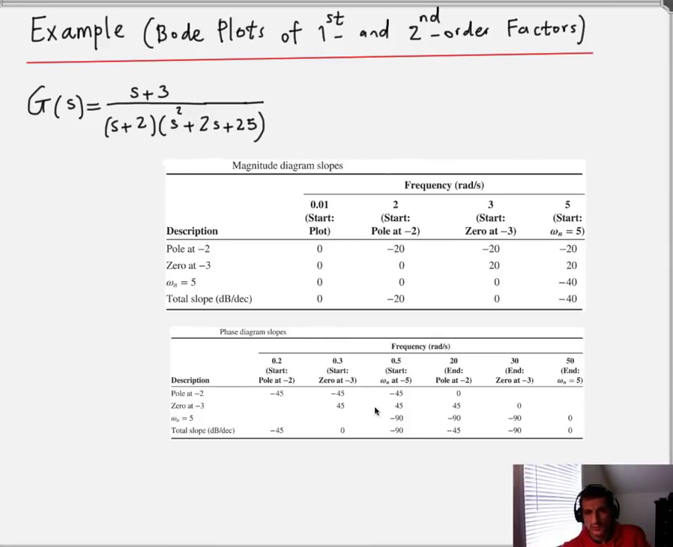And you can figure out the zero the same way, but since this is a zero, it's going to increase with this slope, and then go flat. And omega n equal to 5, since it's second order and in the denominator, from flat it's going to drop at the slope of -90 degrees per decade. And at 10 times omega n, which is 50, it's going to go flat again. So if you add all these slopes, these are going to be the numbers.